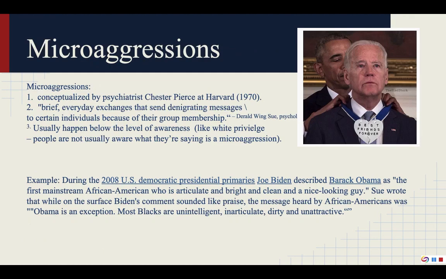Microaggressions is a related concept here, and I've got the picture of the meme of Obama and Biden, because I think it's really interesting. As close as these two were and as strong as their relationship was, Biden is not always the best at expressing himself, and unfortunately, in this example on the bottom of the slide, this is a quote from Biden about President Obama, or then Senator Obama, right? So this idea that he is, quote, the first mainstream African American who is articulate, bright, and clean, and a nice looking guy, from Biden, suggests that Obama is the exception, right?